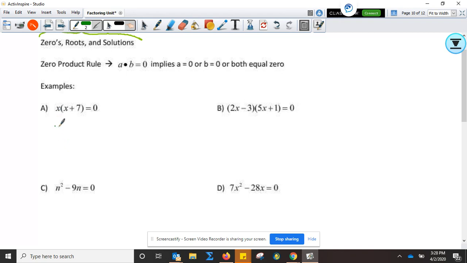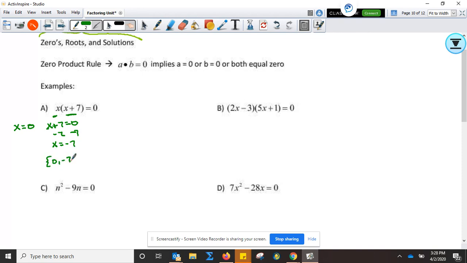So to find our zeros, our roots, our solutions, we're going to set each one of these 2 equal to 0. So we're going to go x equals 0 and x plus 7 equals 0. And solving each of those, that one's already solved. Subtract 7, x equals negative 7. So your zeros would be 0 and negative 7.